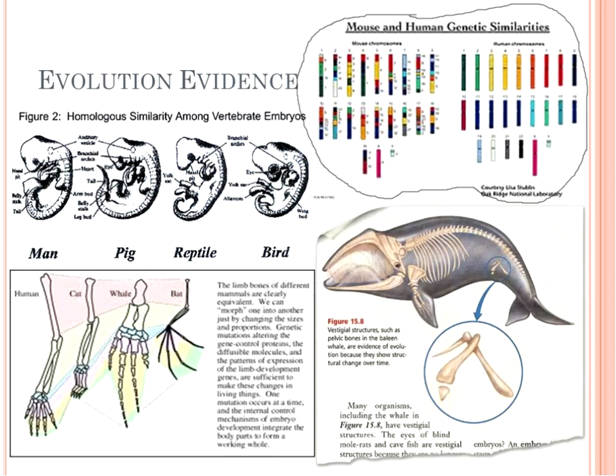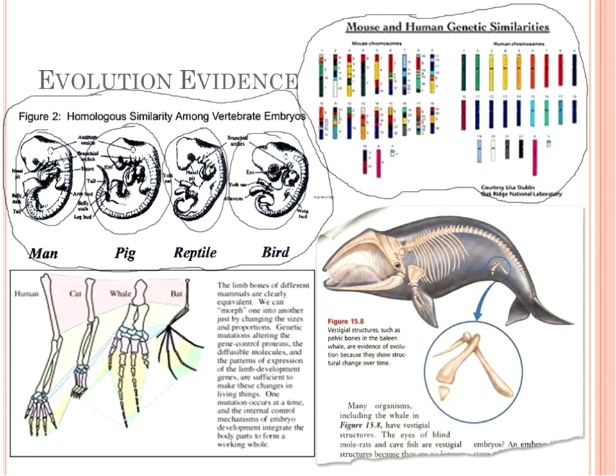Also here, an embryo is something that's developing before it's born. When we were an embryo, about 8 months before we were born, we looked like this. But guess what? So did a pig. So did a reptile. So did a bird. So do fish. Embryos at the beginning all look very, very similar. It's very hard to tell the difference.